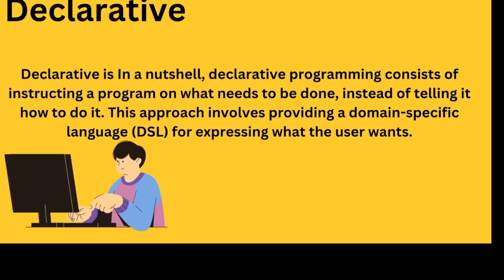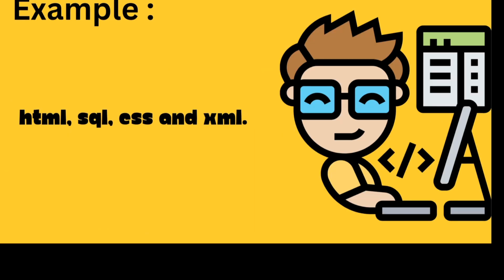Number 4, declarative. In a nutshell, declarative programming consists of instructing a program on what needs to be done, instead of telling it how to do it. This approach involves providing a domain-specific language for expressing what the user wants. Examples: HTML, SQL, and XML.